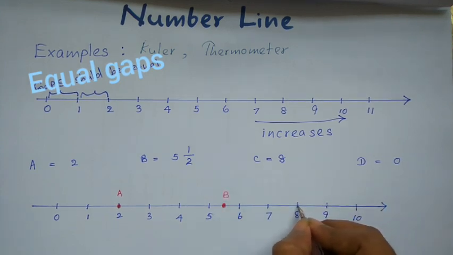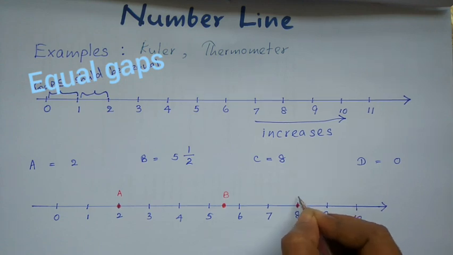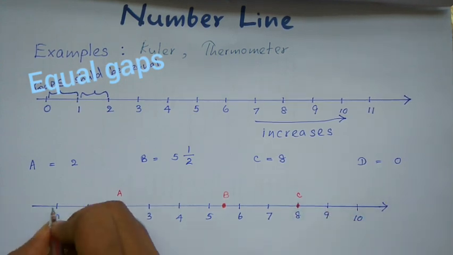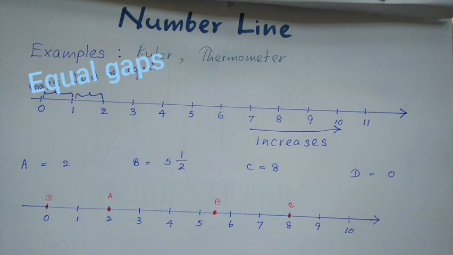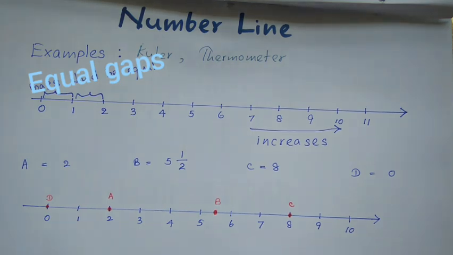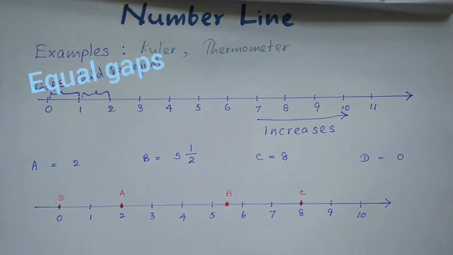C is 8. And D is 0. This is the way you mark numbers on a number line.